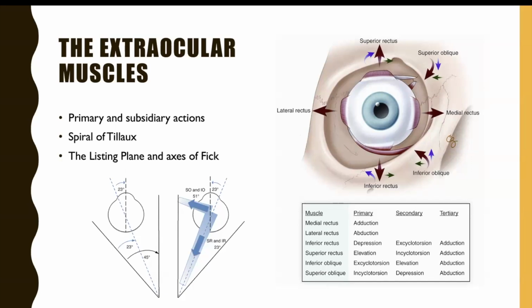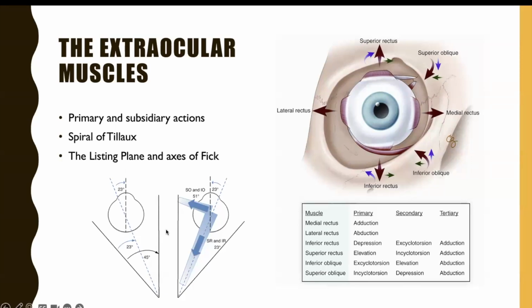Listing's plane describes, so if you're looking head on at the patient, there's a plane that sits at the equator of the globe, and your eye moves around this plane. So it moves up and down, left and right, and it also cyclotorts around this plane. And then the axes of Fick are the axes around which the eye rotates.